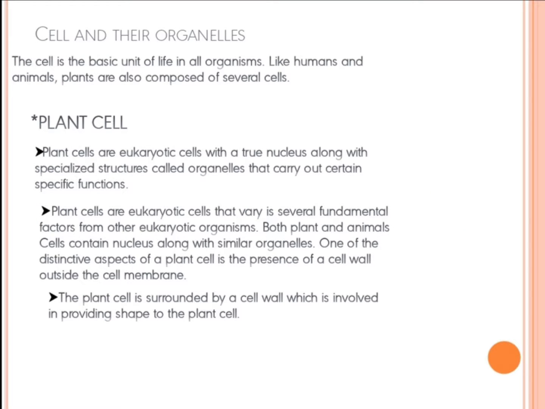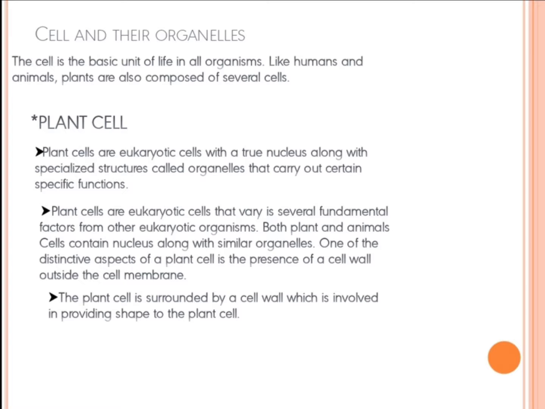The cell is the basic unit of life in all organisms. Like humans and animals, plants are also composed of several cells. Plant cell. Plant cells are eukaryotic cells with a true nucleus along with specialized structures called organelles that carry out certain specific functions. Plant cells are eukaryotic cells that vary in several fundamental factors from other eukaryotic organisms.